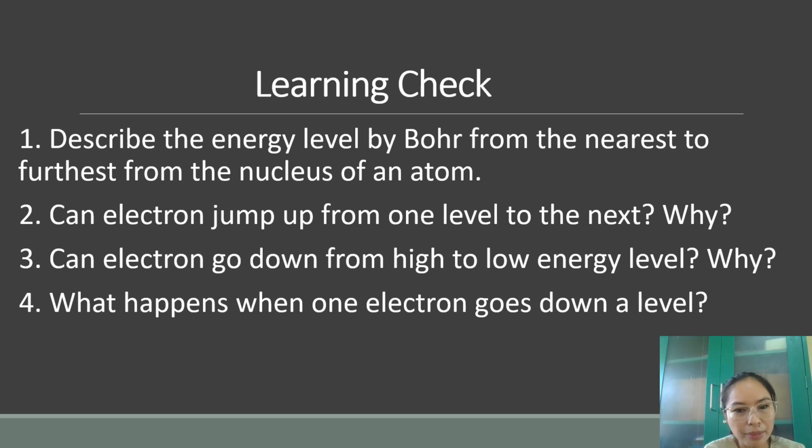Next is number 2. Can an electron jump up from one level to the next, and why? Yes, it can. If it absorbs extra energy, it can jump up to the second, third, or even higher level, depending on the amount of energy absorbed, like when it absorbs from a flame or from heat energy. Next, number 3, can an electron go down from a high to a low energy level? And why?